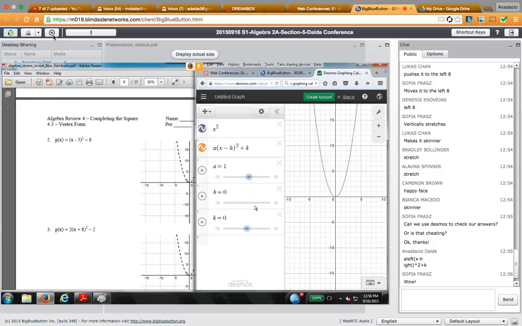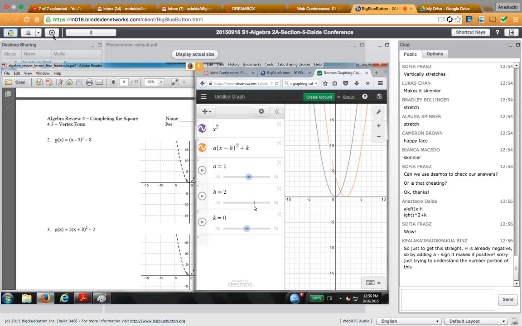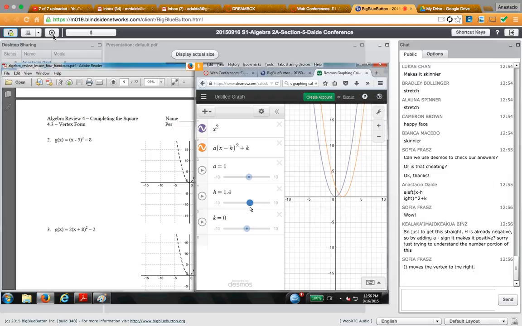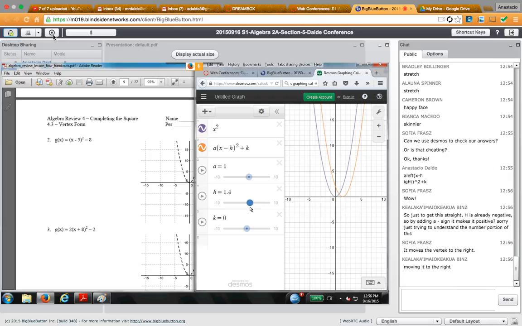If I'm making h positive, just to get this straight, h is already negative. By adding a negative sign, it makes it positive. Yeah, no, exactly. Okay, check this out. I'm making h a positive number. Right now it's positive 2. The reason why making this positive moves it to the right is because we threw in this negative already in there.